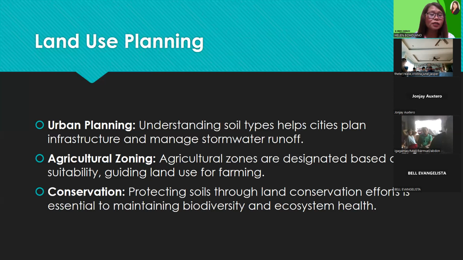Then, the conservation. Protecting soils through land conservation effort is essential to maintain biodiversity and ecosystem health.